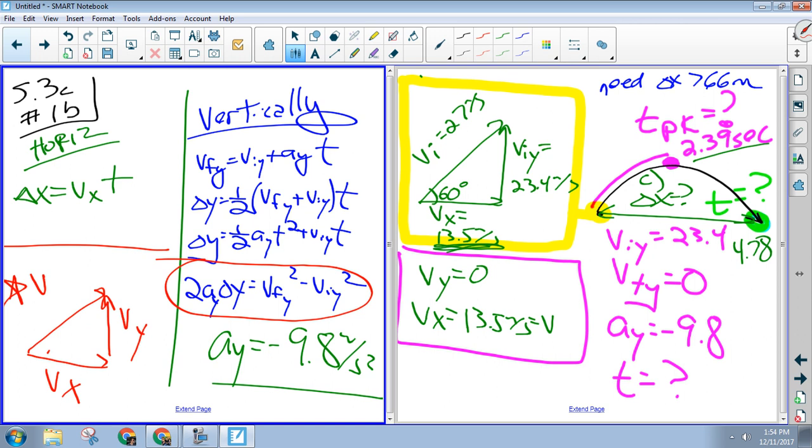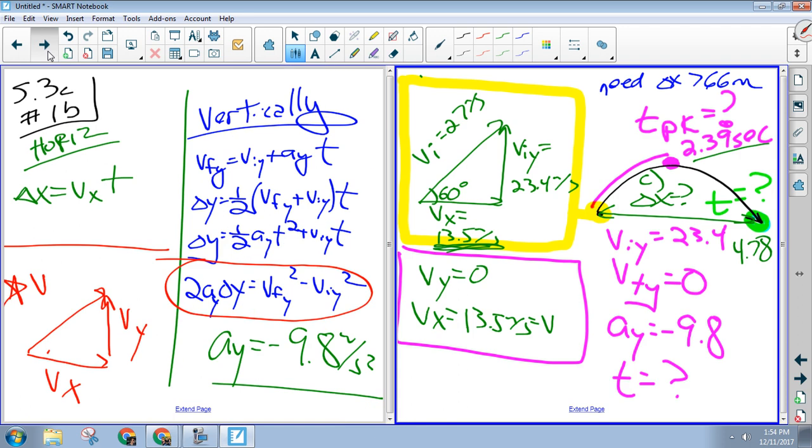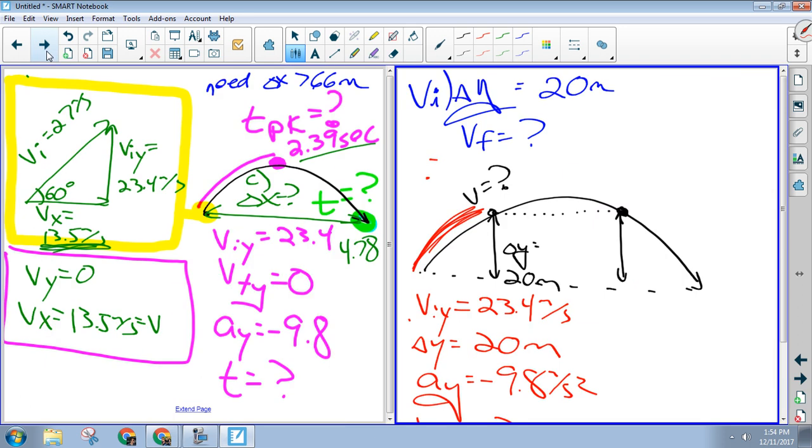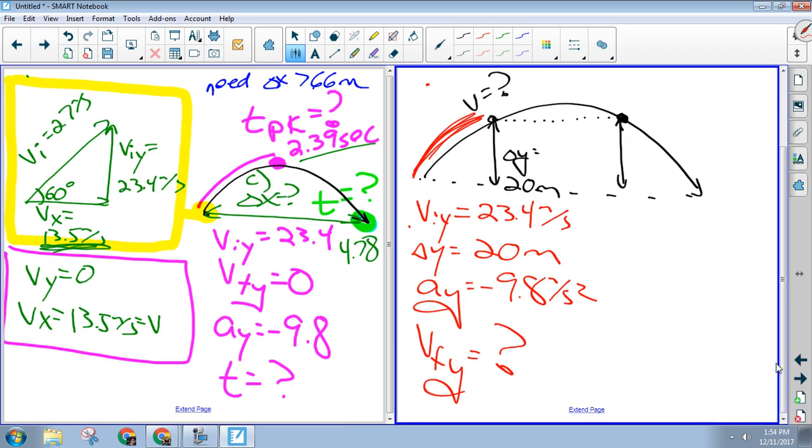So notice when you solve this, you're going to have to take a square root, right? What's the square root of 9, you guys? Plus or minus 3. So when I solve for my VFY, I'm going to take a square root, and I'm going to get VFY equals plus or minus 12.4.